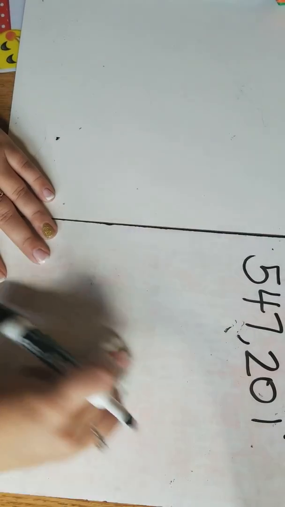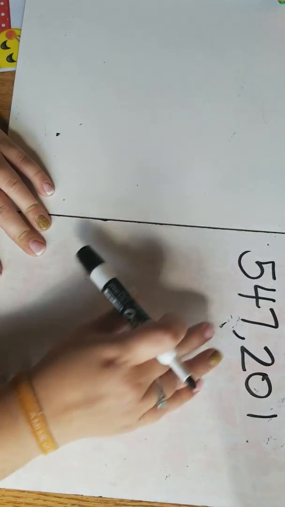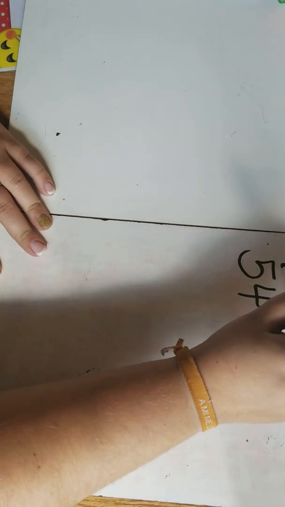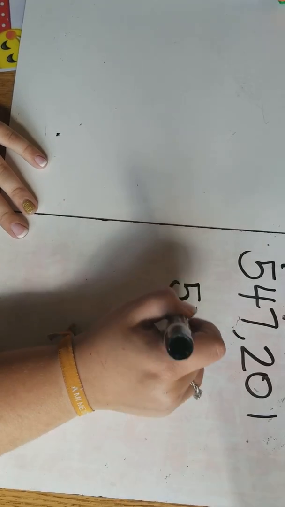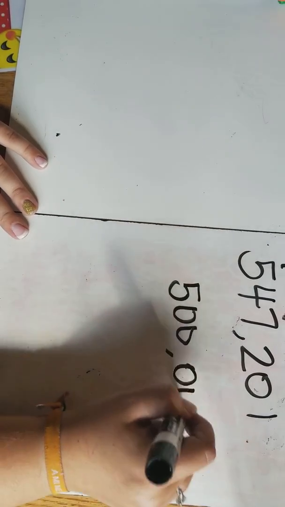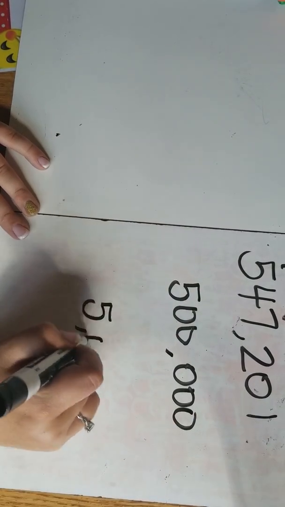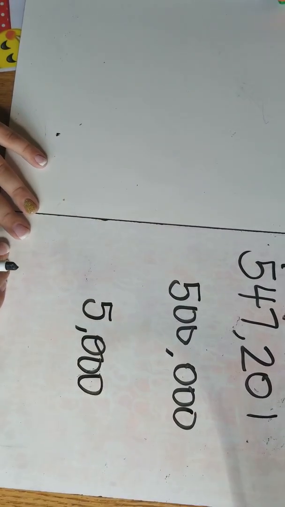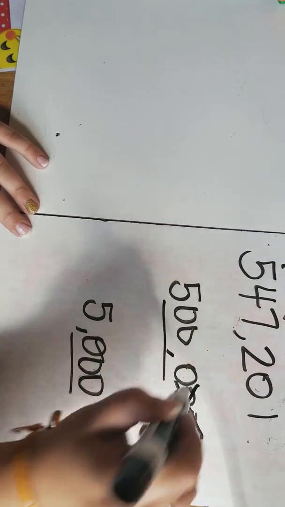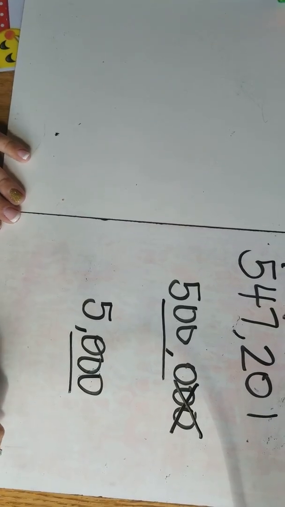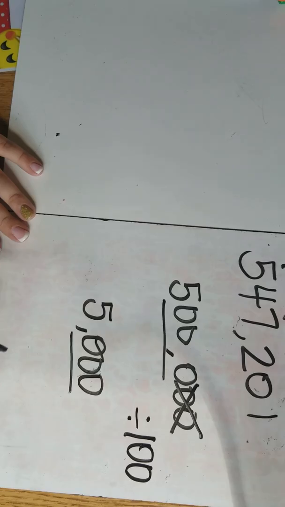So again, another question. If I was taking this 5 and moving it to the thousands place, right now it is worth 500,000. If I moved it to the thousands place, it would be worth 5,000. Right here we have 3 zeros. Here's 3 zeros. I'm taking off 2. I've divided by 10 twice, or divided by 100.